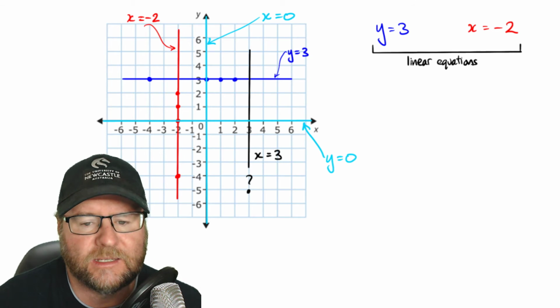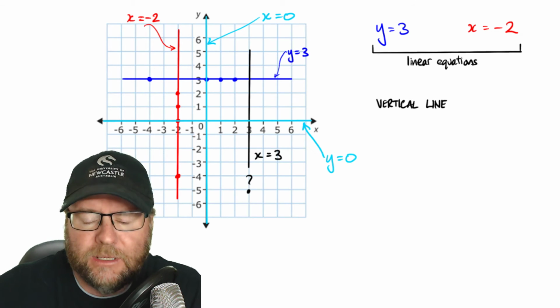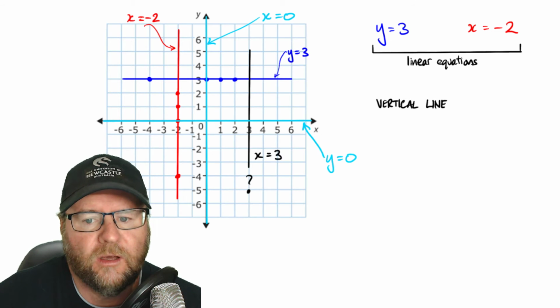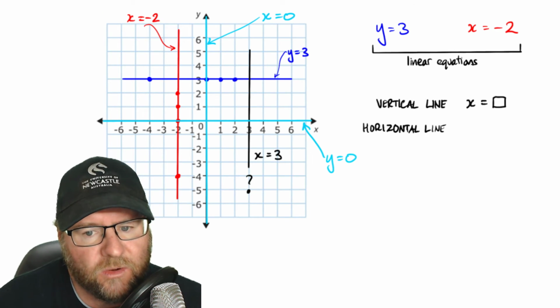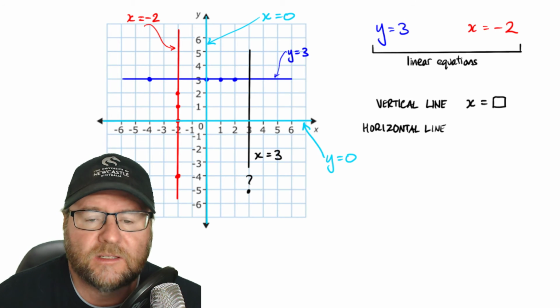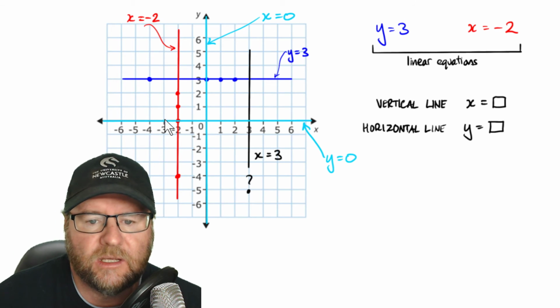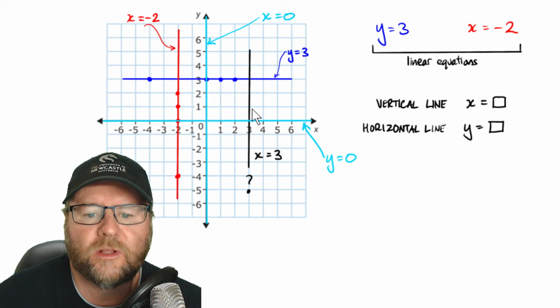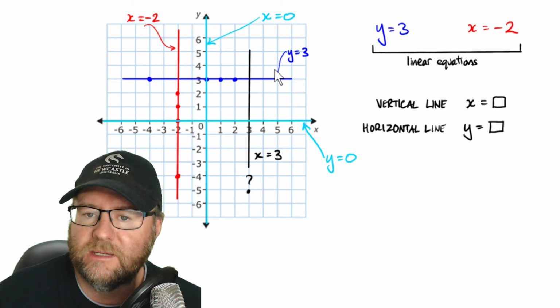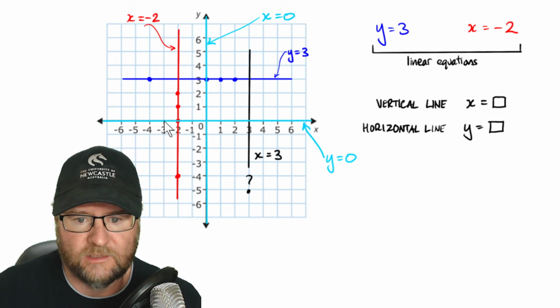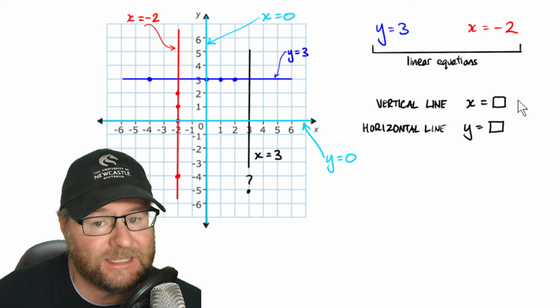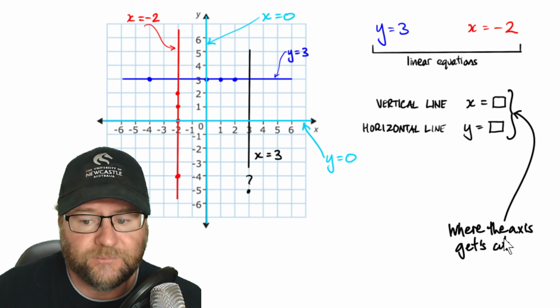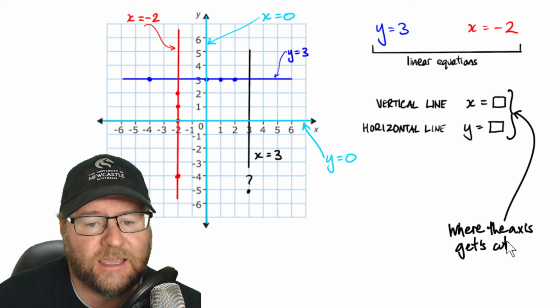And here's the pattern that I started to talk about, but I jumped the gun a bit. If it's a vertical line, then it's going to be x equals something. If it's a horizontal line, then it's going to be y equals something. And you can see that from our examples. All the vertical ones have an equation x equals something. All the horizontal ones, including the x-axis, have the equation y equals something. And that something is simply where the axis gets cut.